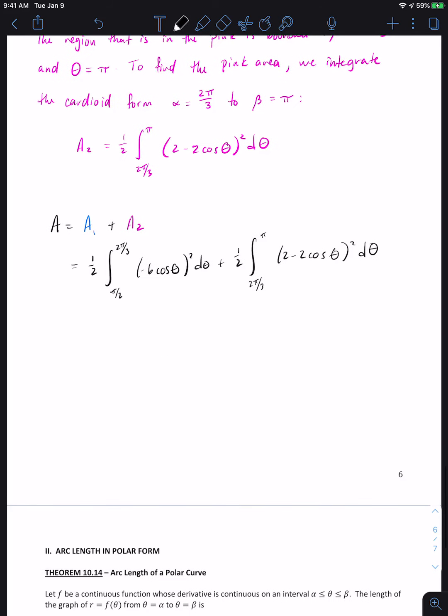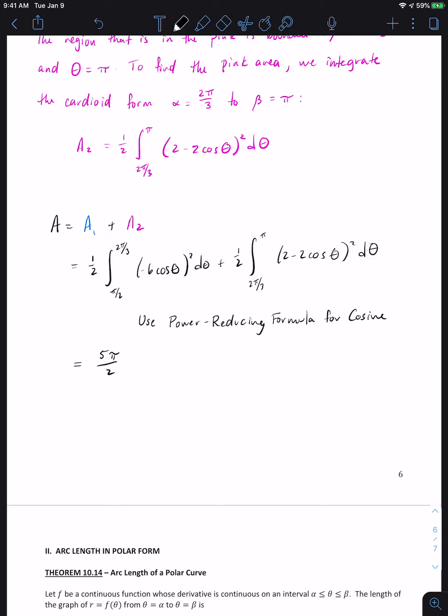Just to save us a little time, I won't go through these integrals, but this is going to end up being cosine squared, so I'm going to need to use the power reducing formula. And the other one's going to end up being cosine squared as well, so I'll also have to use the power reducing formula for cosine. We use that a couple of times, and your final area you get is 5 pi over 2.